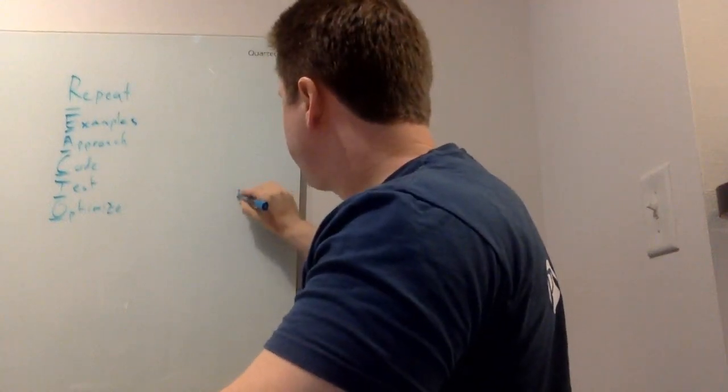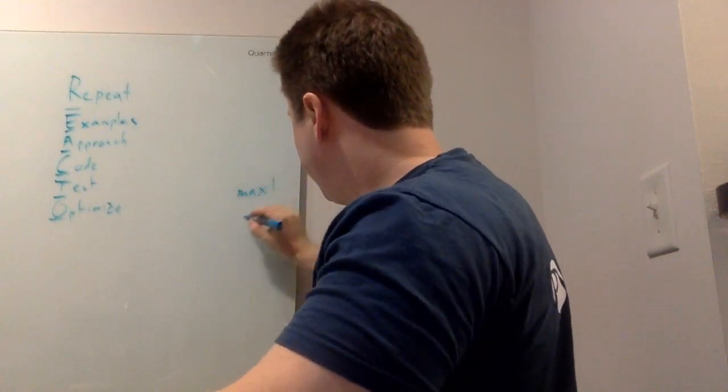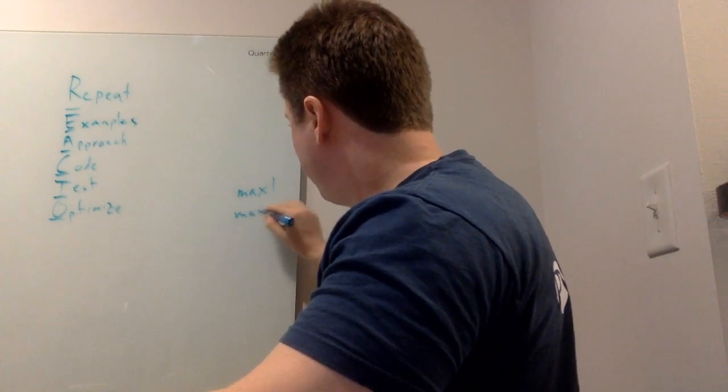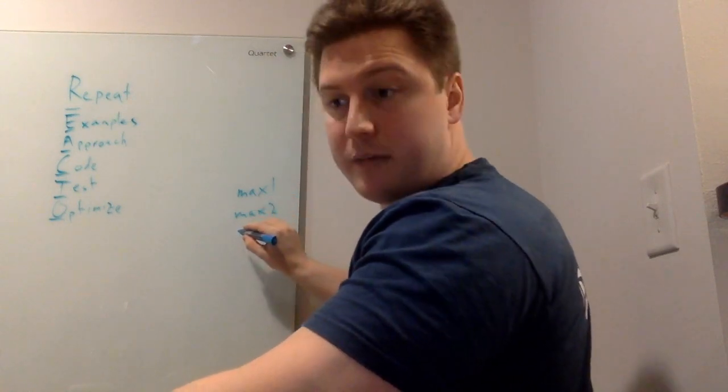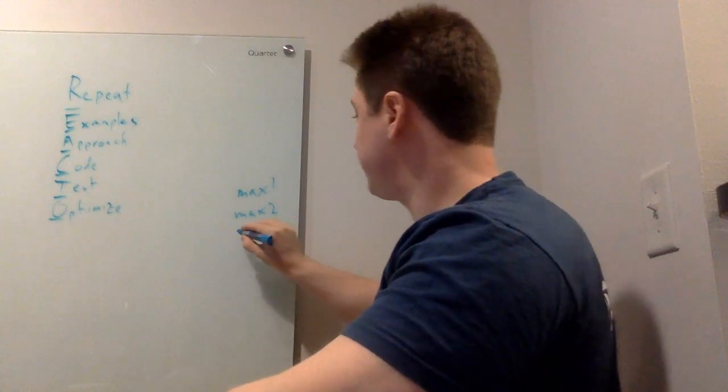So let's say we have a max 1, which is the big daddy, the big king here. Then we have a max 2. And then we have a max 3.